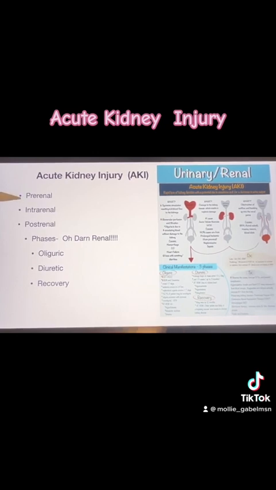But in the pre-renal phase, this is damage that happens above the kidneys, or before it gets to the kidneys. Intrarenal is going to be damage at the kidney level, or in the kidneys. And then the post-renal is going to be the damage after the kidneys. And then we're going to talk about the different phases. You remember the phases by "oh darn renal." So we've got the oliguric, diuretic, and recovery phase.